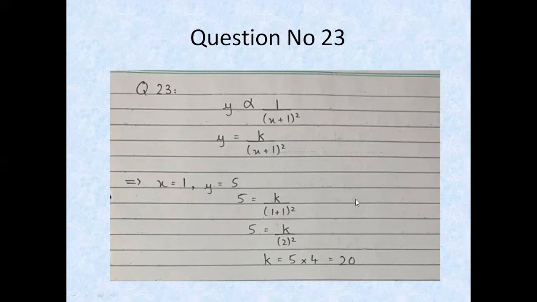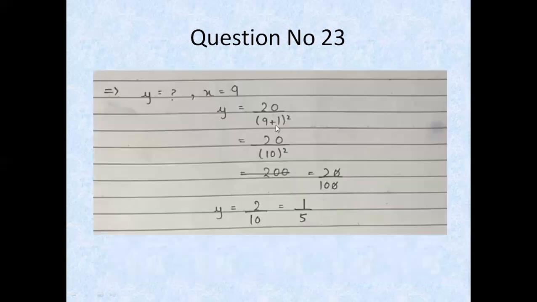So the equation relating them will be, we know the value of k. The question is, what is the value of y when x equals 9? So y equals 20 divided by (9 + 1) whole squared, where 20 is the value of k and 9 is the x value. So 20 divided by 10 squared, so 20 divided by 100, the zeros cancel. So 2 by 10, that is 1 by 5. So y is 1 by 5, or you can say y is 0.2.